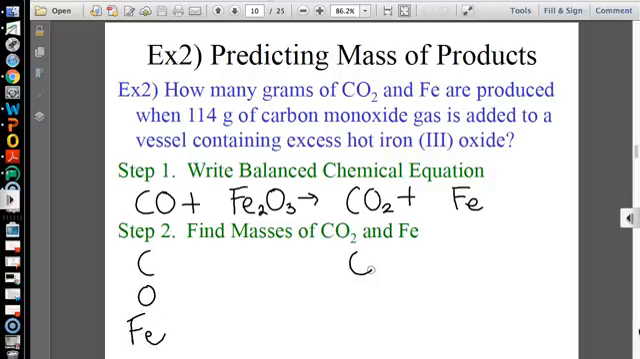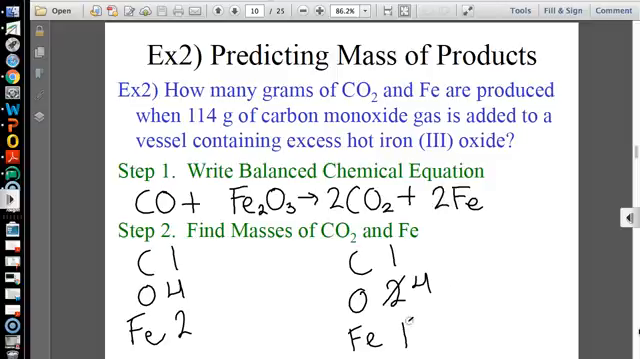And I'll work this out. If you want to watch, you can. If you'd like to do it yourself, you can. So I have 1 carbon, I have 4 oxygens, and I have 2 irons. On this side of the equation, I have 1 carbon, 2 oxygens, and I have 1 iron. So the carbon's okay for now. I do need more oxygen, so I'm going to put 2 here. That gives me 4. And then my irons, I'm going to go ahead and put a 2 there.